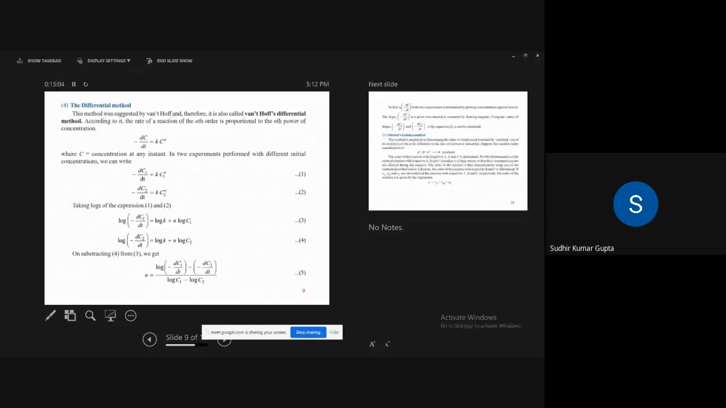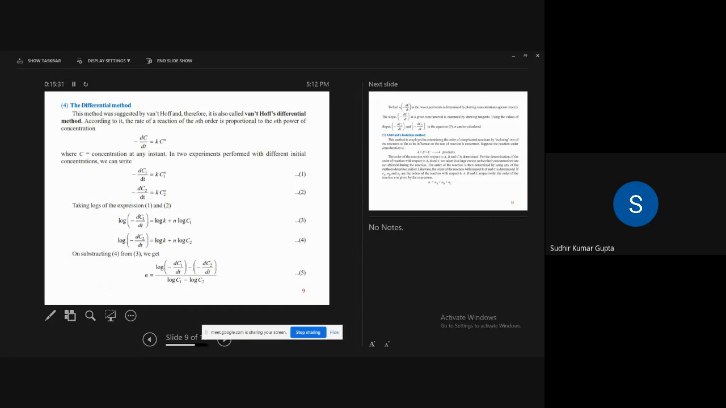If we subtract these two, then we can reduce it to this one. Because log k is on both sides, it will be cancelled out. So it will be simplified to n is equal to log of minus dC1 by dt minus log of minus dC2 by dt, upon log C1 minus log C2, after n is taken out.